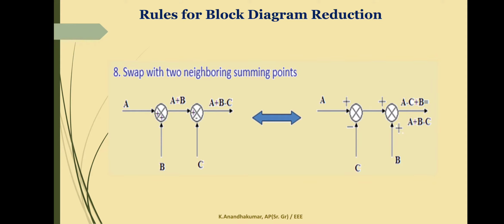And the eighth rule is swapping between two neighboring summing points. When there are two summing points, the first summing point is adding two signals A and B, and the second summing point is adding the signal A plus B and subtracting C. If you want to interchange these two, it can be easily done. First we will do A minus C, and with that we will add B. In that way the two summing points can be interchanged or swapped.